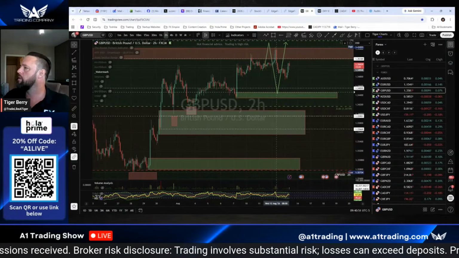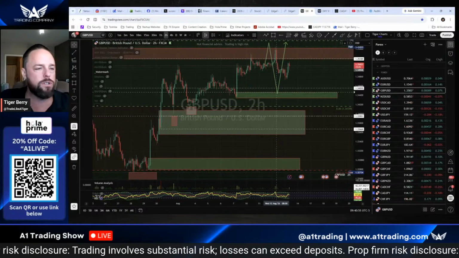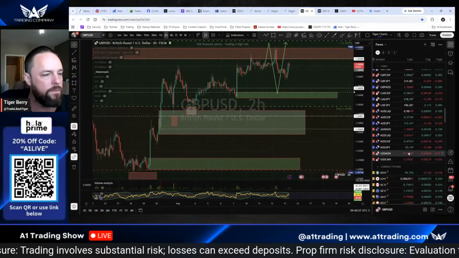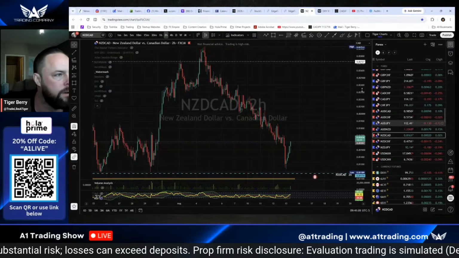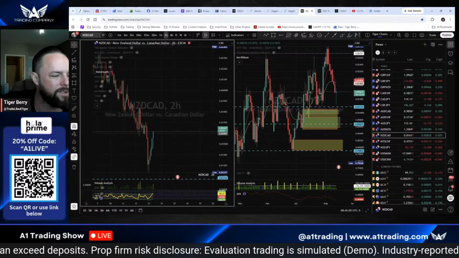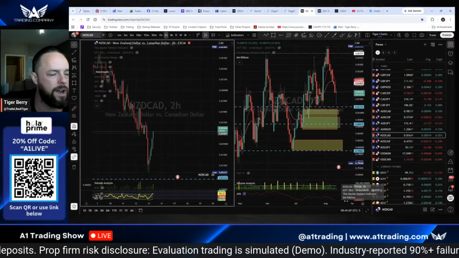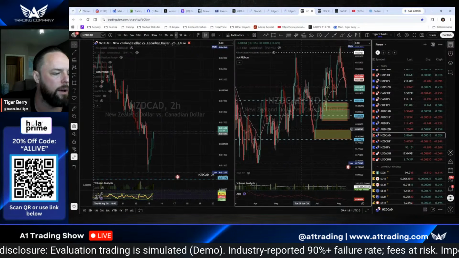So yeah, I went over gold, sapphire, Kiwi CAD. Ooh, that's an interesting pair that we don't hear very often, and it's at the bottom of my watch list. Why is it at the bottom of my watch list? Well, it's just one of those pairs I don't trade very often. It's also one of the slower moving ones that averages about 48 pips movement a day.